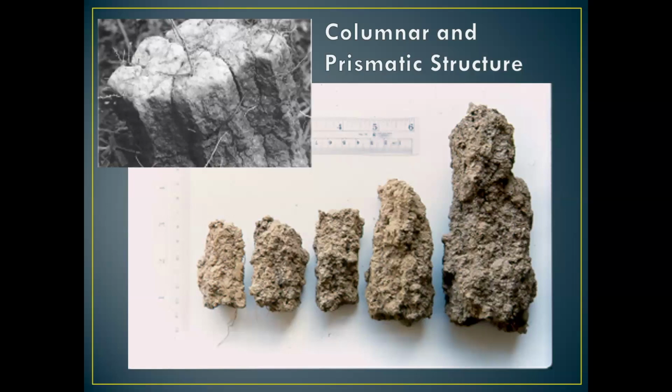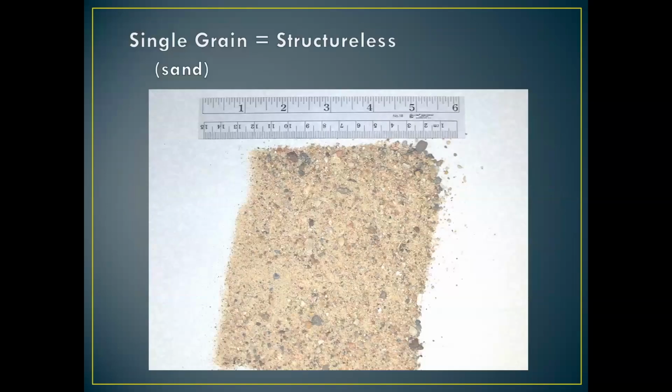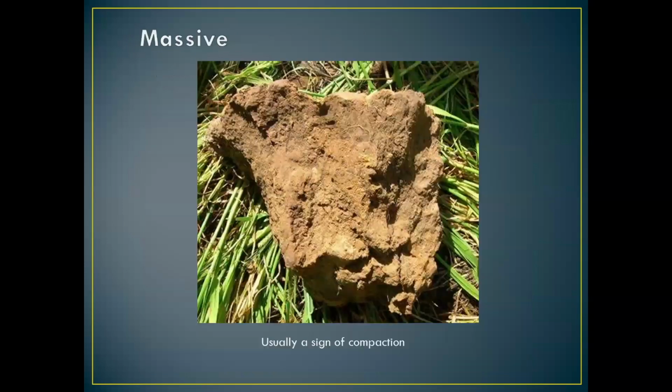Don't see them very often here in Wisconsin. Sometimes you'll see them in the subsoil, but don't see them very often. And then again, single grain sand, structureless. They're just individual particles. They're not grouped in any kind of structure. And then massive, as we mentioned before, massive is usually some kind of compaction or other process that has ruined the soil structure in it.